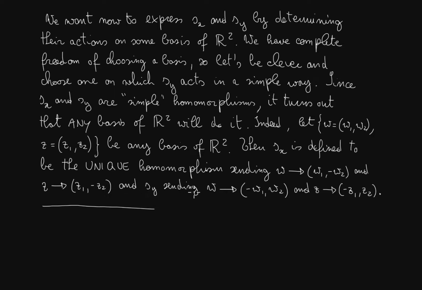And Sy is the unique homomorphism sending W to negative W1, W2 and Z to negative Z1, Z2. We don't see any reason to pick one basis rather than another, just because we have an easy understanding of the homomorphism on any basis.